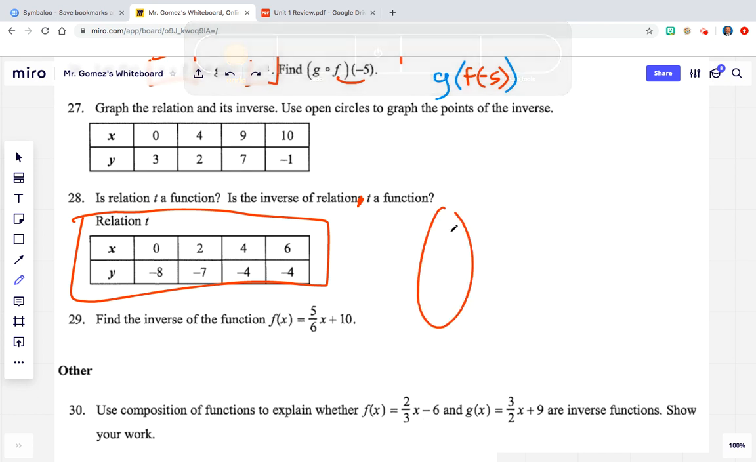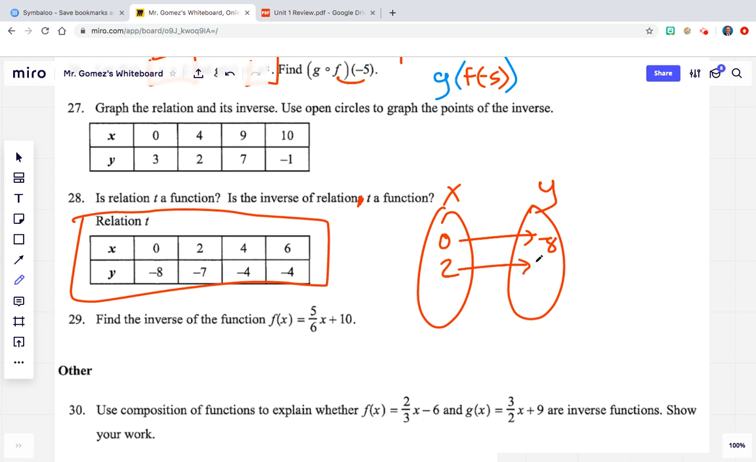Another thing you could have done is the maps that we had from before of how 0 would map to negative 8, how 2 mapped to negative 7, how 4 mapped to negative 4, and how 6 mapped to negative 4. This is okay. This is not failing the vertical line test. And I think you see it more so the way we showed just now on that graph.